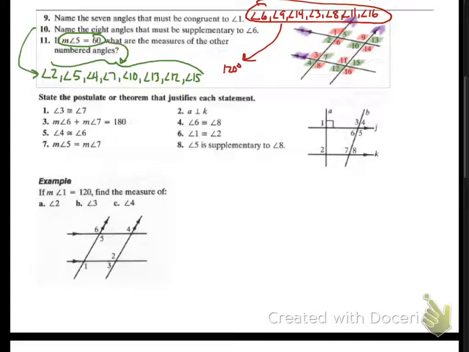Okay, for numbers 1 through 8 right here, your job is to determine for what reason is this statement true. Now, our reasons are going to be ones that we've had from the past, and ones that we've added. There's 4 new reasons that we figured out at the top of the page. See if you can figure them out.